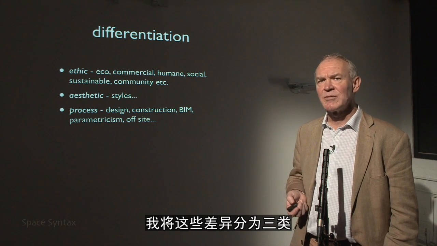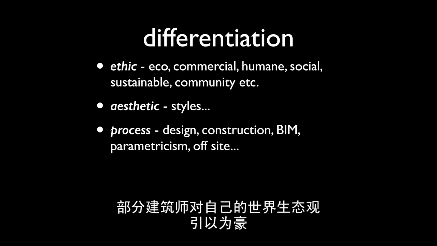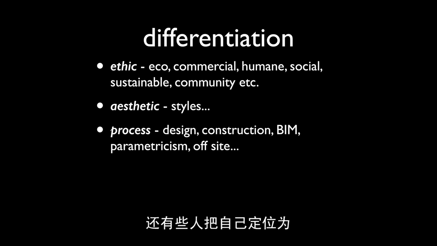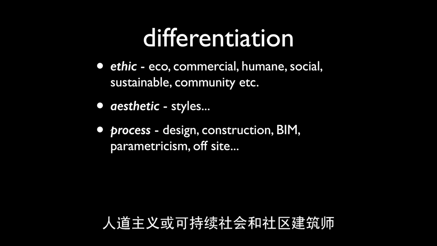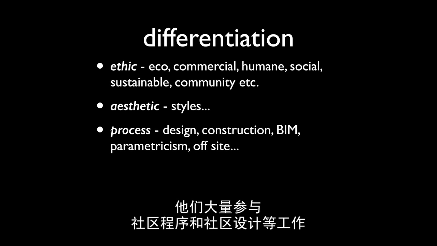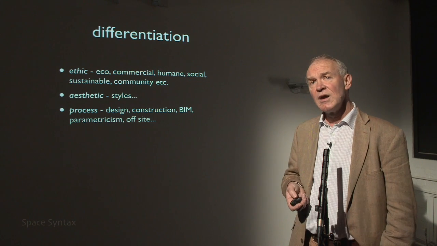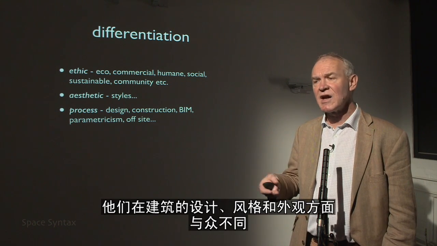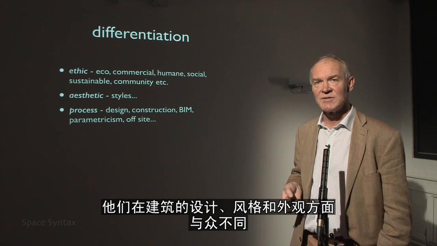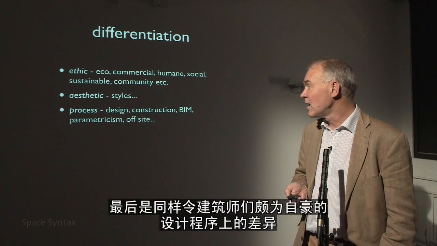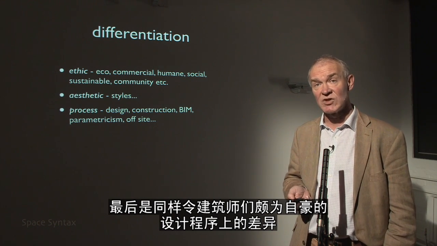This form of differentiation, I would say, comes in three types. They will have an ethic. There are certain architects who pride themselves on ecological views of the world. Others are commercial architects. Others may think of themselves as humane or social, sustainable community architects, who work closely with community processes in designing and so forth. They have aesthetic ways, designs and styles and the appearance of buildings that they differentiate themselves with. And they're very, very proud of these. They also have design processes which they pride themselves on as well, and they are very radically different. Norman Foster's work uses rigorous design review and engineering. Other forms of architectural practice may have much more artistic-based forms of practice and processes that they use.